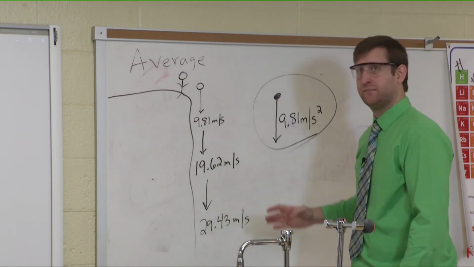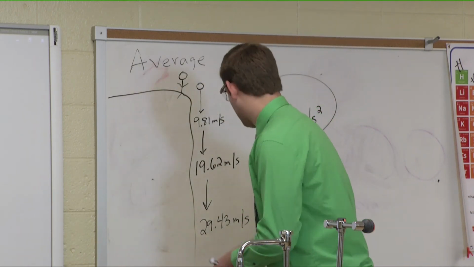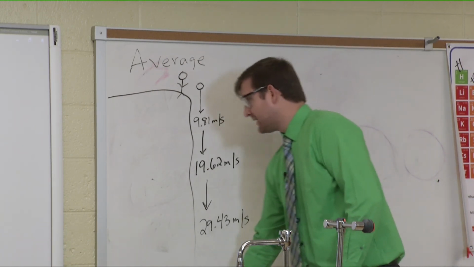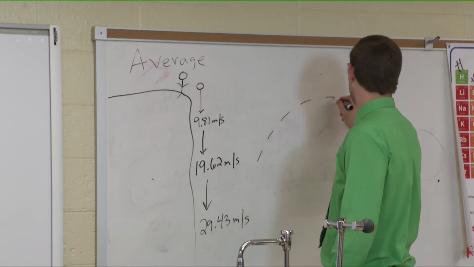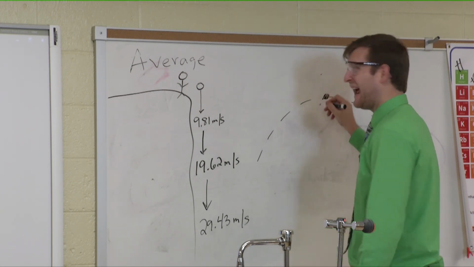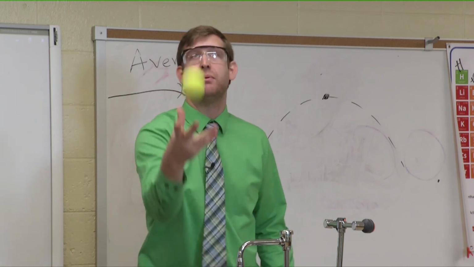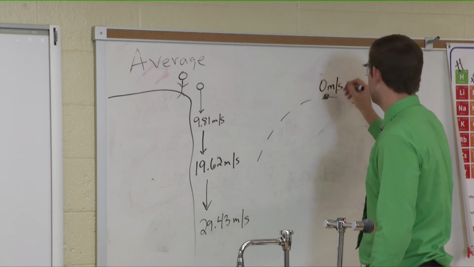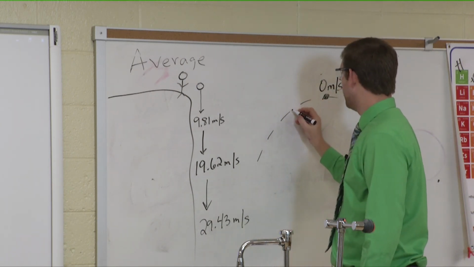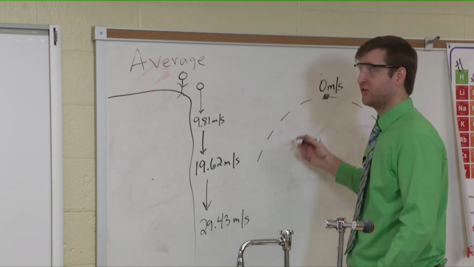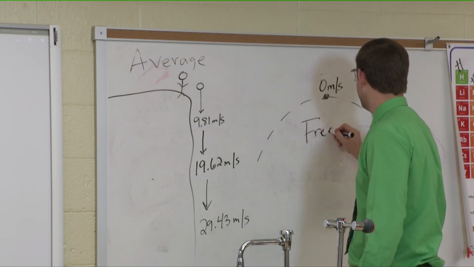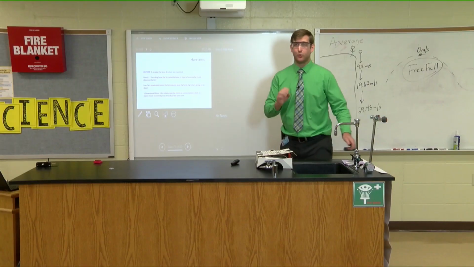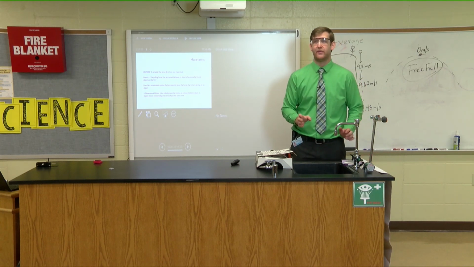For every second it travels, it gets faster by 9.81 meters per second. Now let's say we threw something up in the air. If I throw something up in the air, it has to come back down. At its highest point, it is 0 meters per second. All right? The only force acting on this is gravity. That means it's in free fall. Remember, free fall is when there's only gravity acting upon the object.